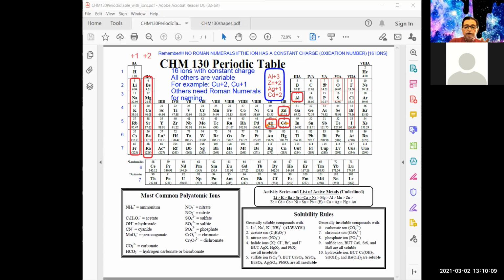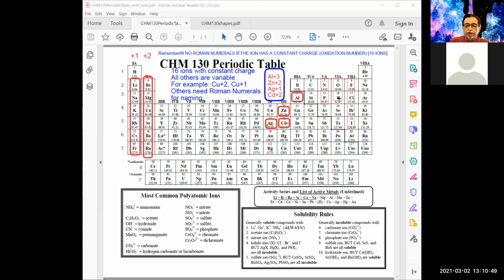Now, nitrogen and phosphorus end up with a -3 charge. We know that because it's a nonmetal. It's in group 5. It's going to want to pick up 3 electrons. So we end up with a -3 charge for group 5, the nitrogen and the phosphorus. The nitrogen, its name becomes nitride. The phosphorus, its name now becomes phosphide, okay? And so that's how we distinguish them between being the element and the anion.